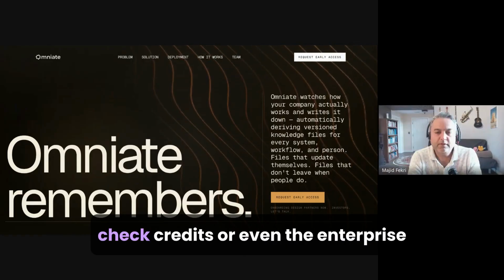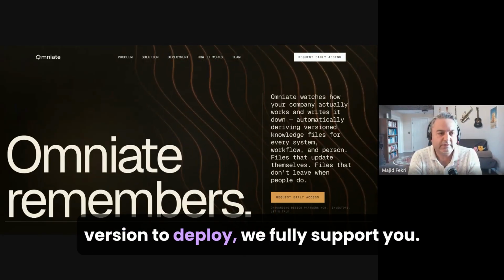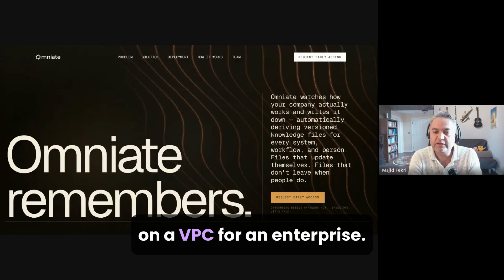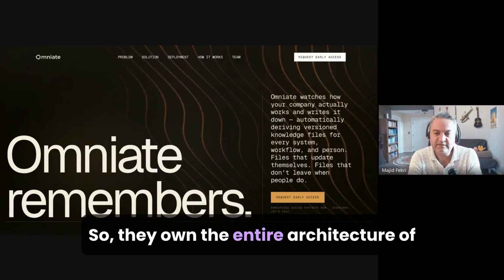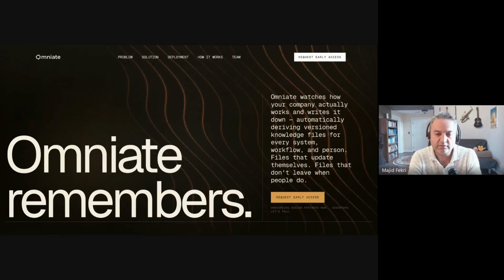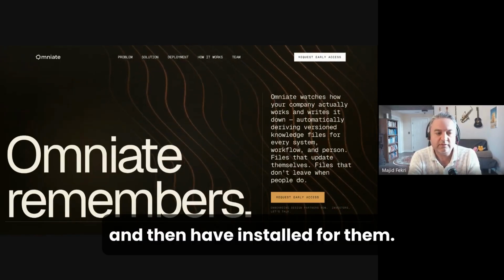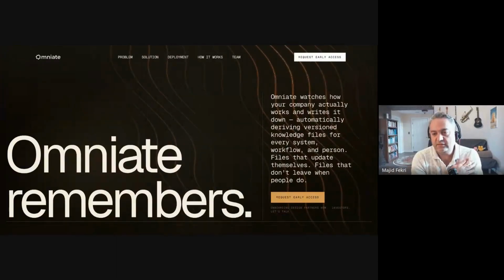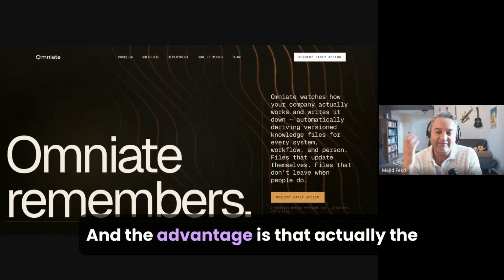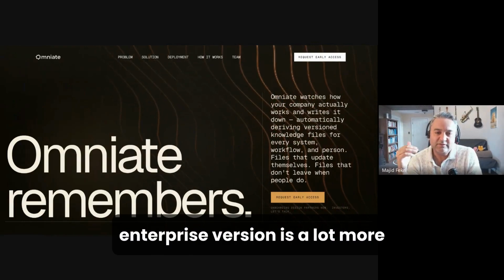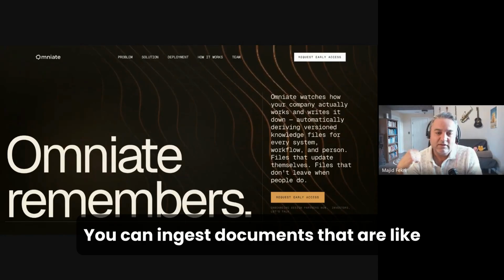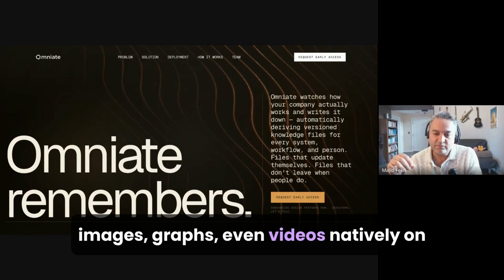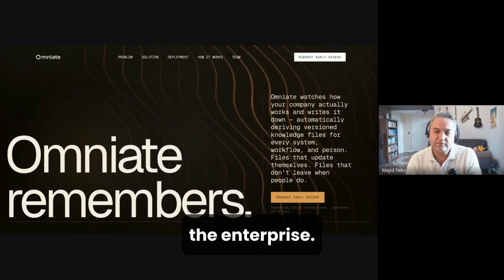That's awesome. I just want to say, if you need moorcheh credits or even the enterprise version to deploy, we fully support you. You can have deployment on a VPC for an enterprise, so they own the entire architecture of moorcheh, and then have Omniate installed for them. So you don't need to go to the public SaaS cloud. And the advantage is that the enterprise version is a lot more advanced. You can ingest documents that are images, graphs, even videos natively on the enterprise.